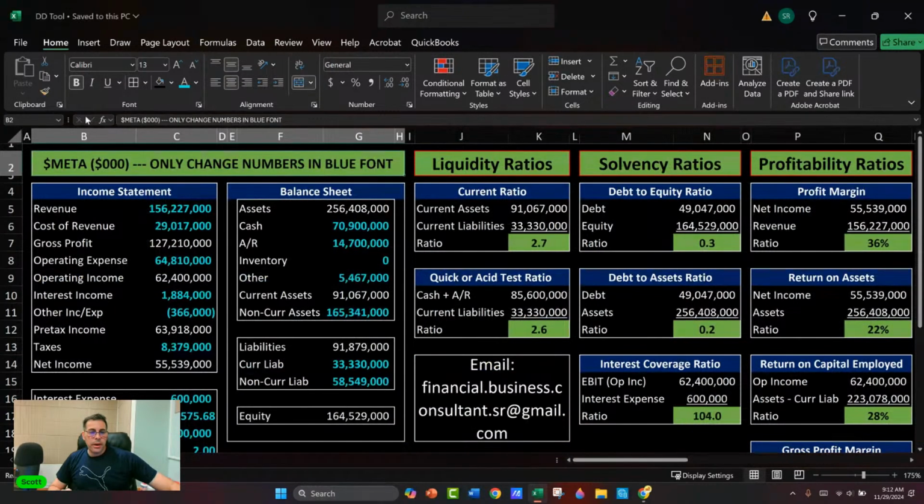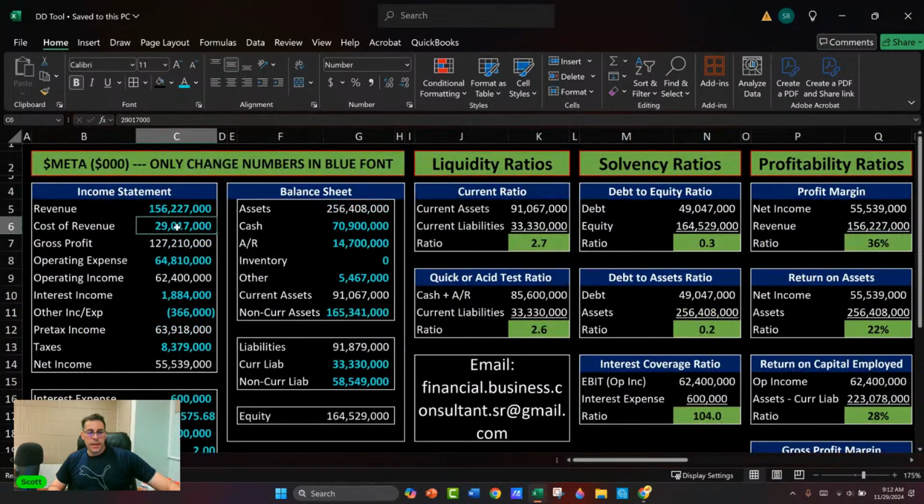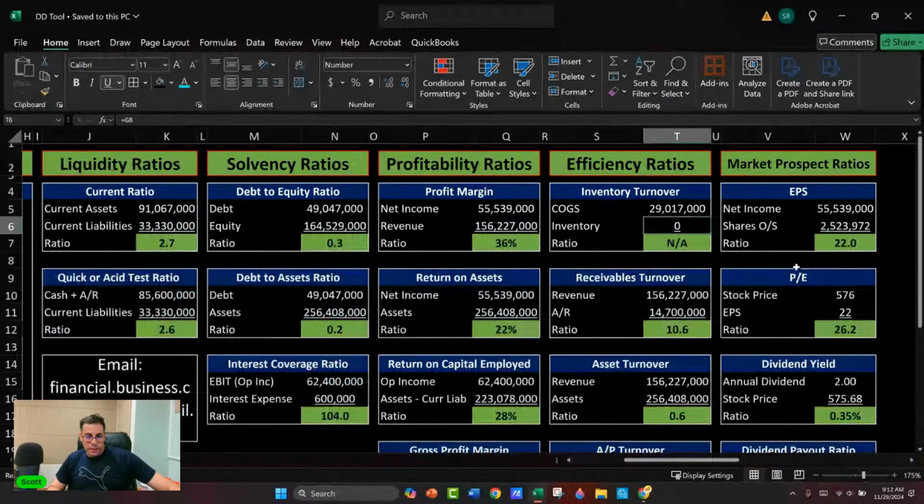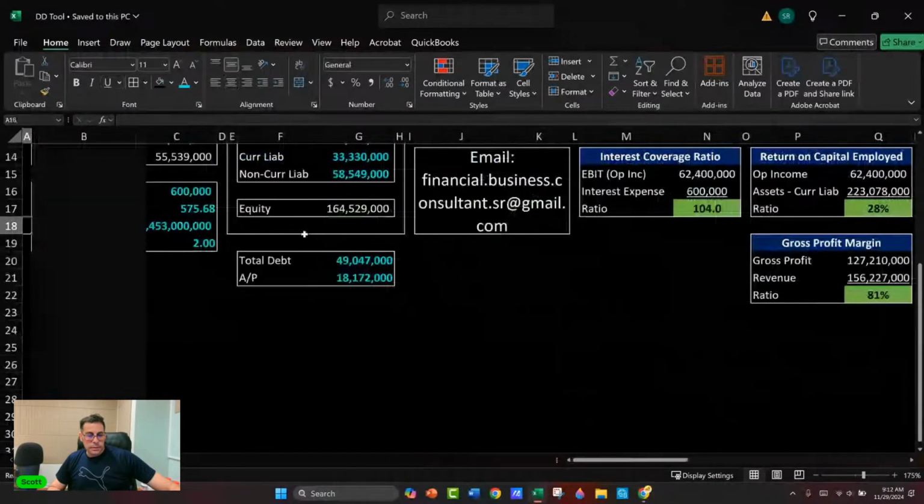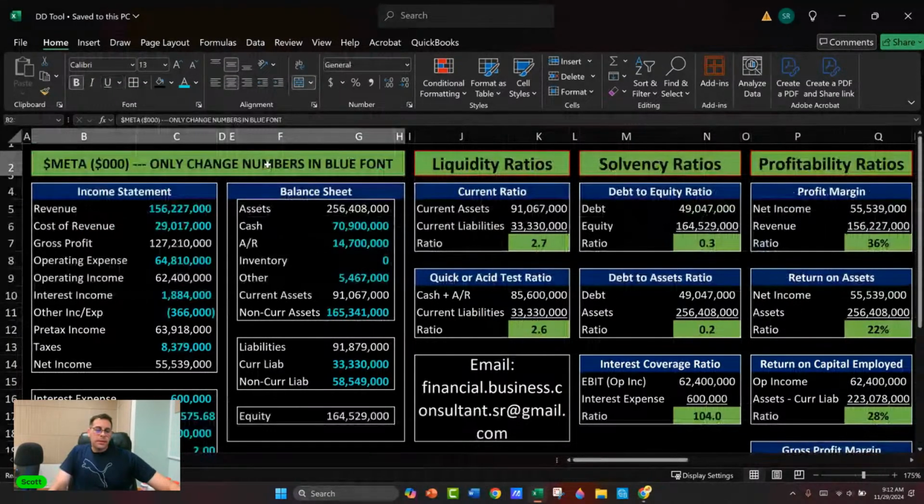So here's the final product. All you have to do is input the stuff in blue. You could just get it from Yahoo Finance. But I think I got it all. This is helpful. I think it's helpful.